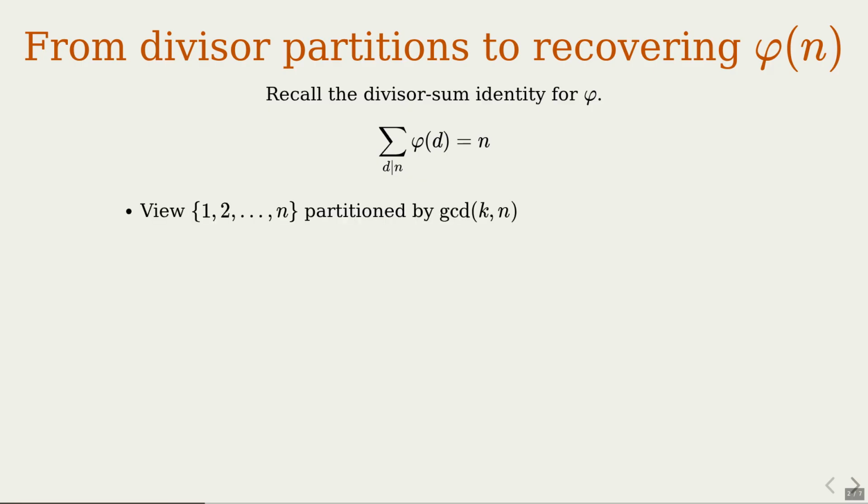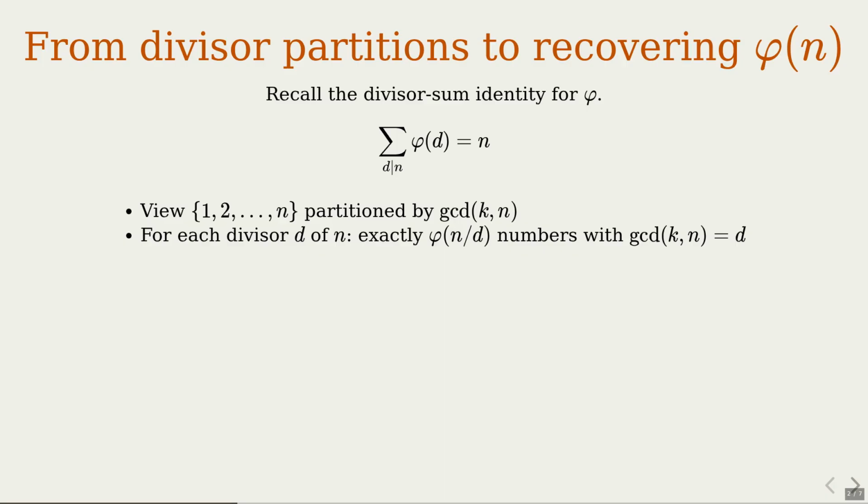Conceptually, take the numbers from 1 up to n and sort them into piles according to their greatest common divisor with n. For any fixed divisor d of n, we showed there are exactly phi of n divided by d numbers whose greatest common divisor with n equals that d. So if we add up the sizes of all these piles, we must get back n, because every number from 1 to n is in exactly one pile. Our challenge now is to run this reasoning in reverse. Starting from the divisor-sum identity, use Möbius inversion to peel phi of n out of the sum.